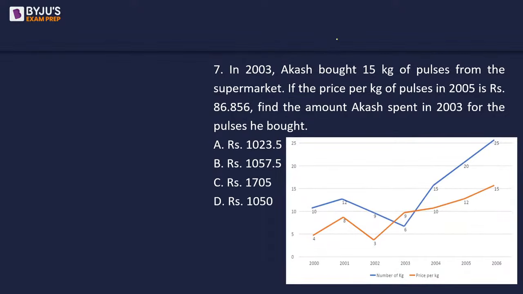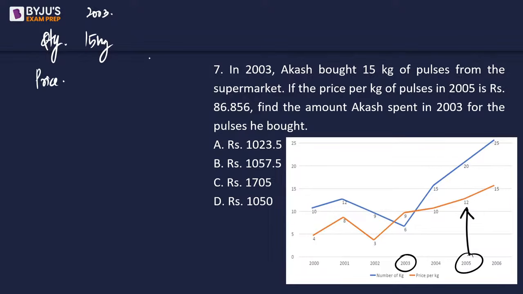Akash bought in 2003 15 kg of pulses from the supermarket. Okay, so 15 kg, this is about 2003. If the price per kg of pulses in 2005 is rupees 86.856, find the amount spent in 2003 for the pulses he bought. Okay, so this is the quantity that we are dealing with. We need to look at the price in 2003, 2004 and 2005. We don't need to look at quantity, only the price.